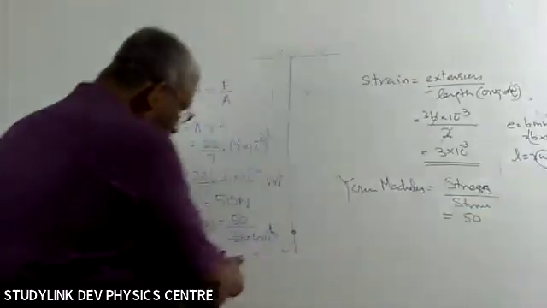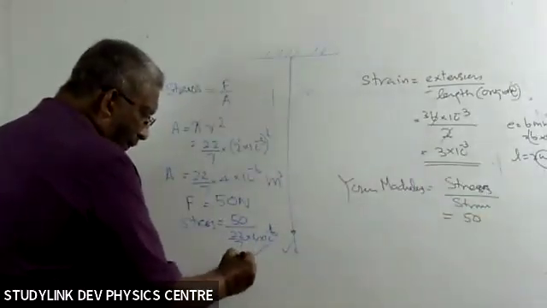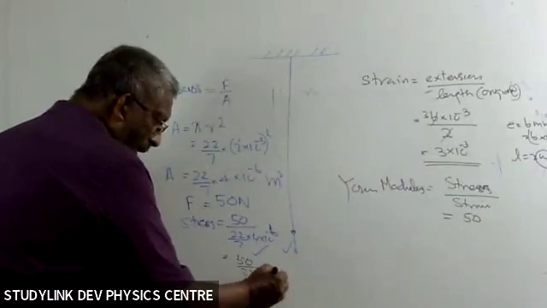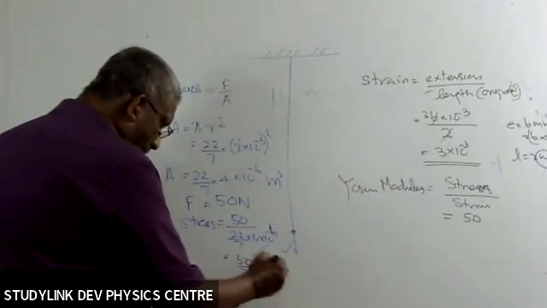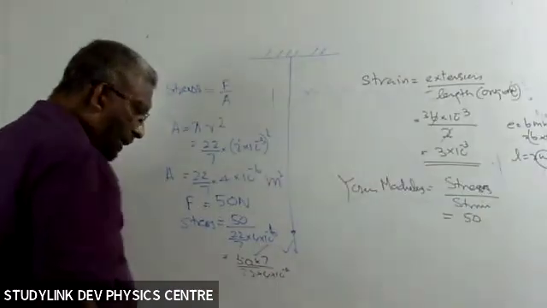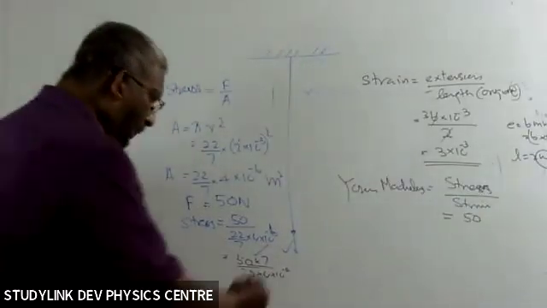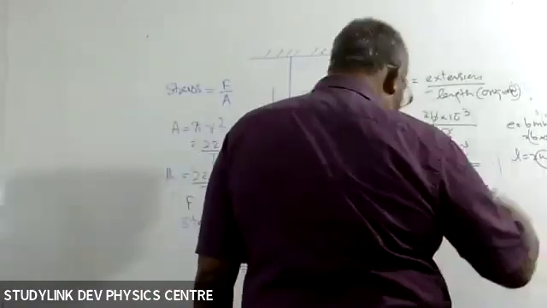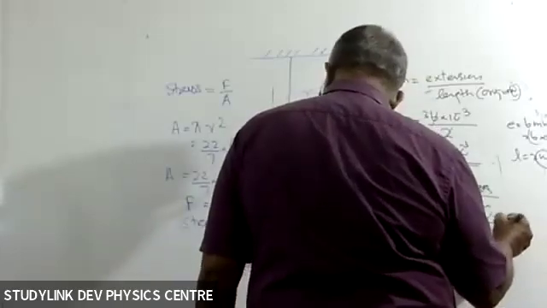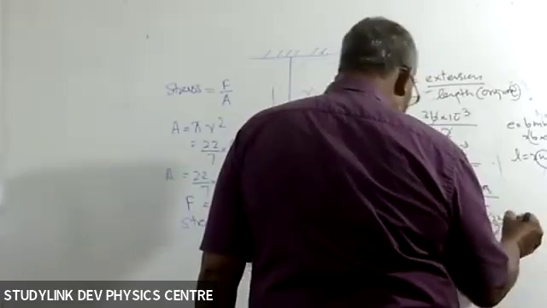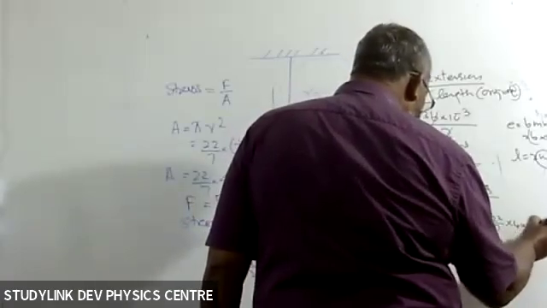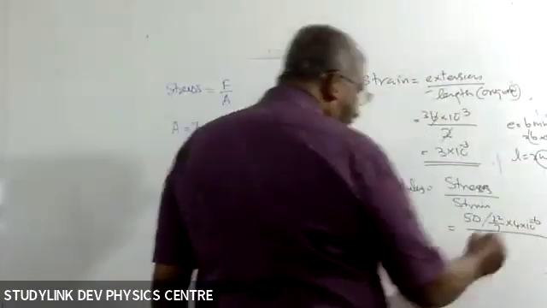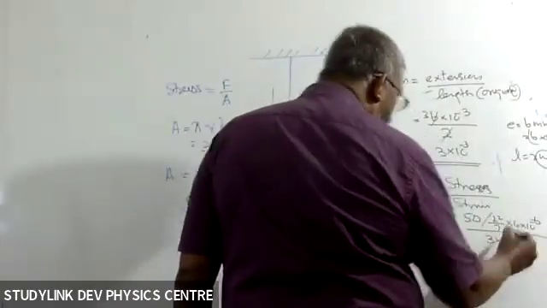Otherwise, here you could have written this as 50 divided by 22 into 4 into 10 to the power minus 6 into 7, like that. You could have simplified also, but it's better to keep it like this. So without simplifying, you write 22 divided by 7, after that 4 into 10 to the power minus 6, divided by strain 3 into 10 to the power minus 3.